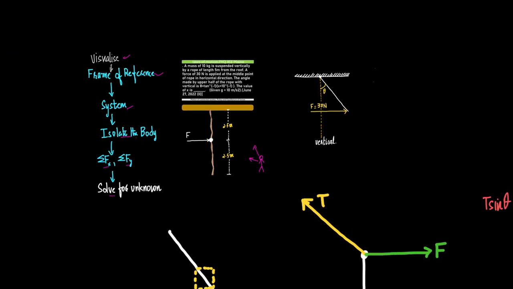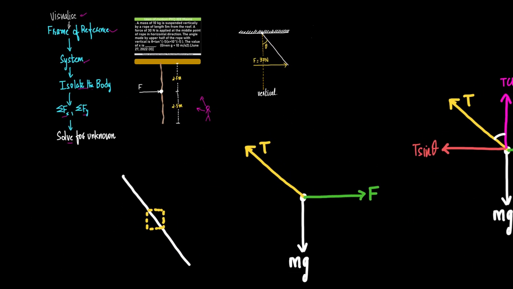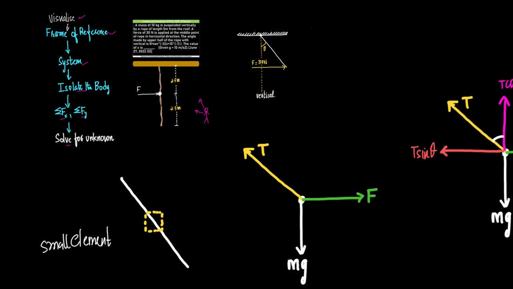Now how do we isolate the body? Say this is the rope here. I'll take one portion, one small element of this. What do I mean by this? That's important. So let's say this is a very small element within the rope, and for that small element, I have drawn the free body diagram.